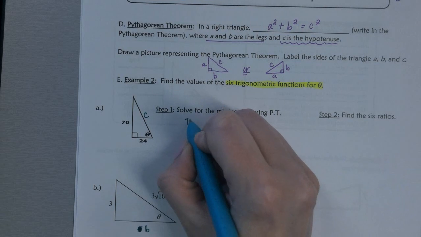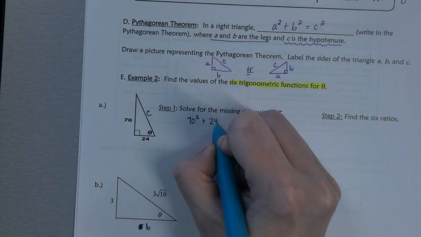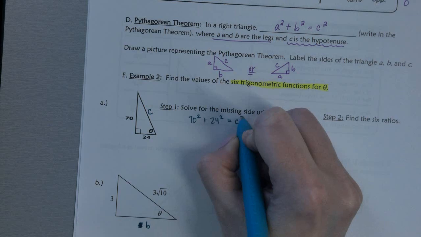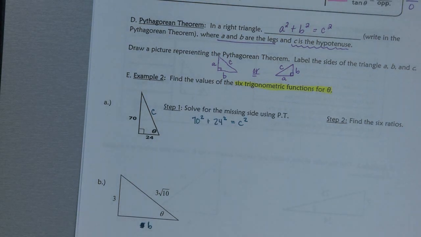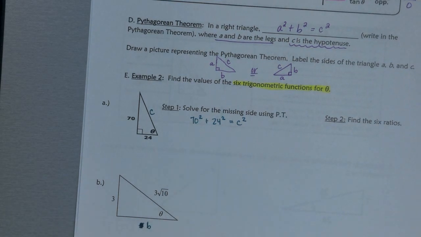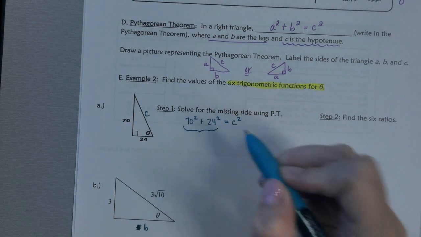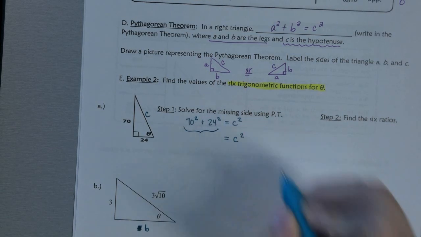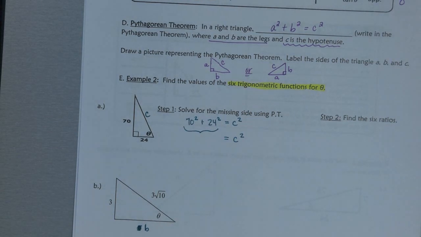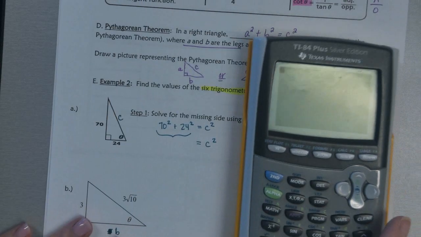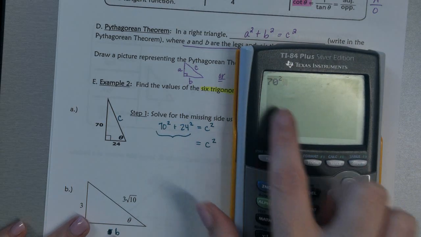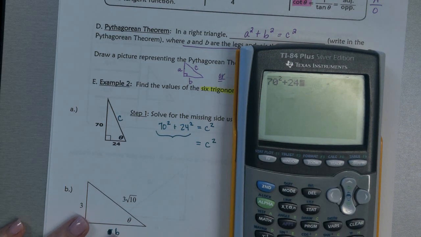Okay, so we're going to do 70 squared plus 24 squared equals C squared. So let's find this. Do 70 squared plus 24 squared. Tell me what the sum is when you did it. And in your calculator, you can do the 70 squared plus 24 squared. Do you guys use the square shortcut here? Good, because it's very helpful.